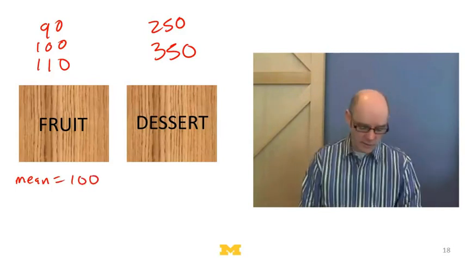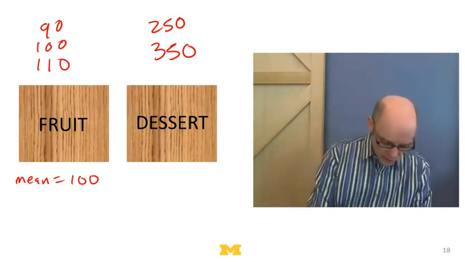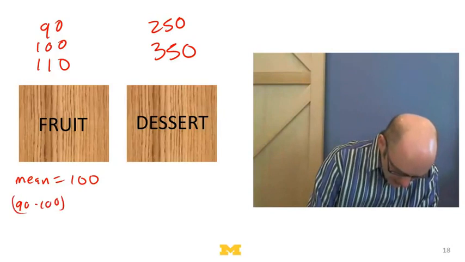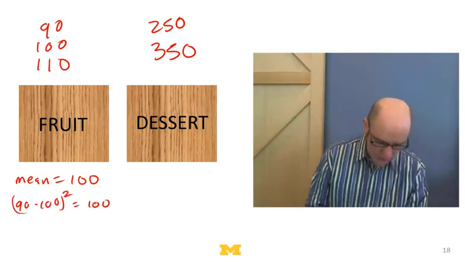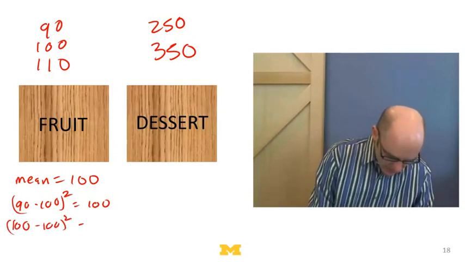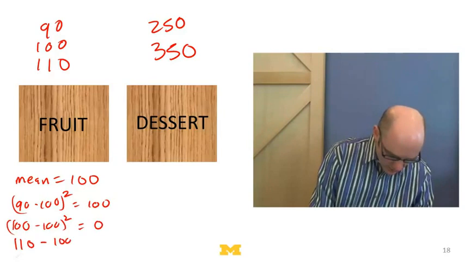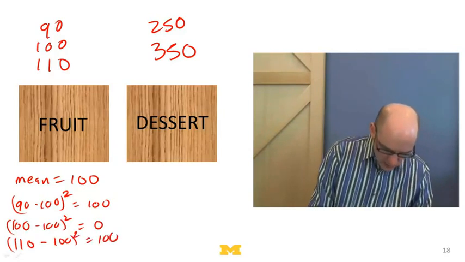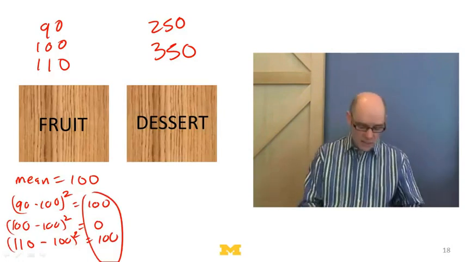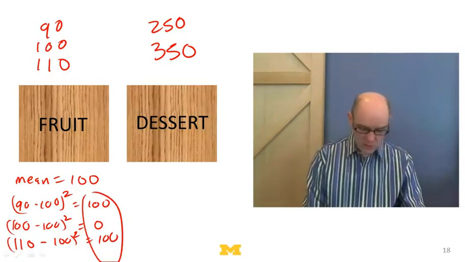The average of those three is 100. What's the total variation? Well, 90 minus 100 is just 10. So if I square that, I get 100. 100 minus 100, right, is 0. So if I square that, I get 0. And 110 minus 100 is also 10. So if I square that, I get 100. So the total variation here is just going to be 100 plus 100, or 200. So now what I've done is I've got a mean of 100 and a total variation of 200.